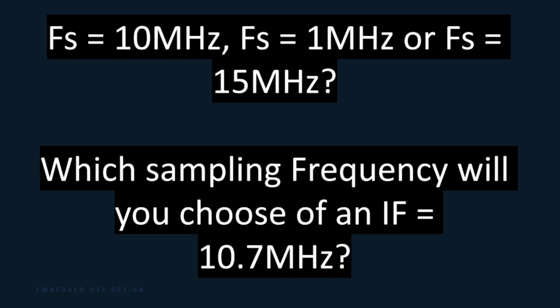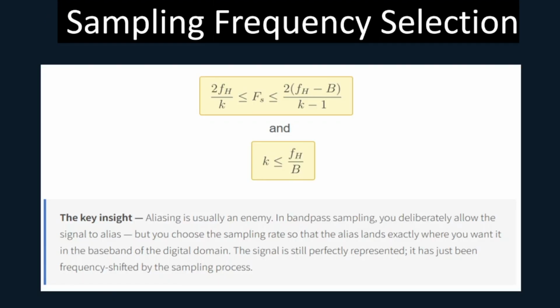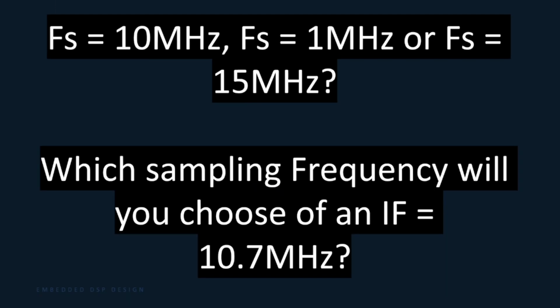So apparently all these sampling frequencies fit the requirements we discussed last time as per these two equations or two formulas we have in front of us. So all these Fs, 1 megahertz, 10 megahertz, 15 megahertz, they all meet the requirements for sampling this 10.7 megahertz IF frequency. However, there's a challenge here.